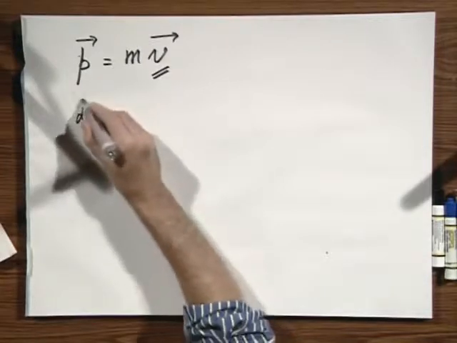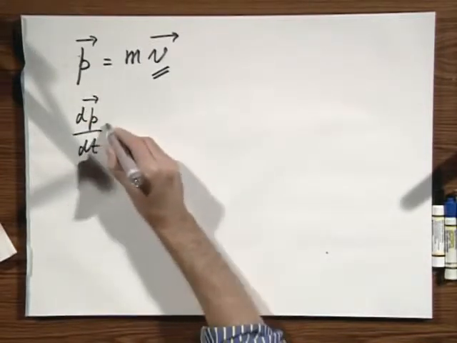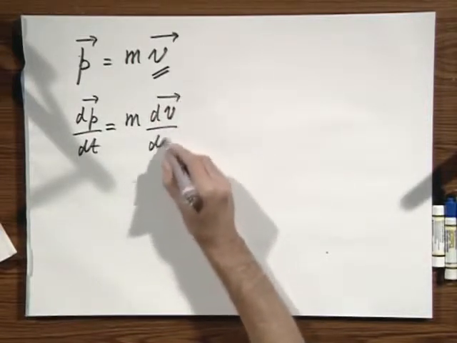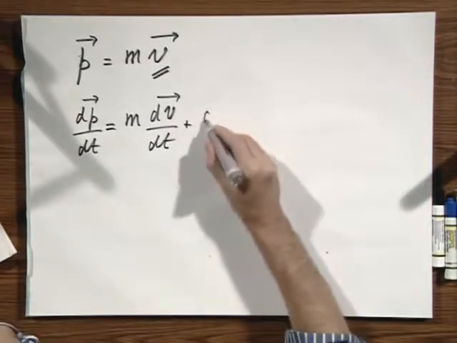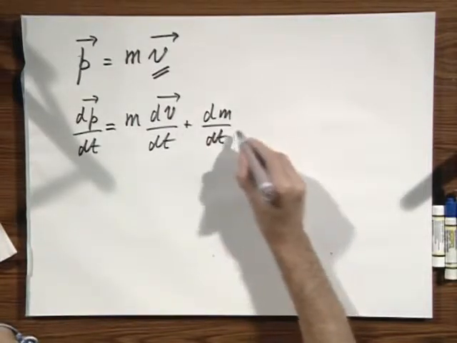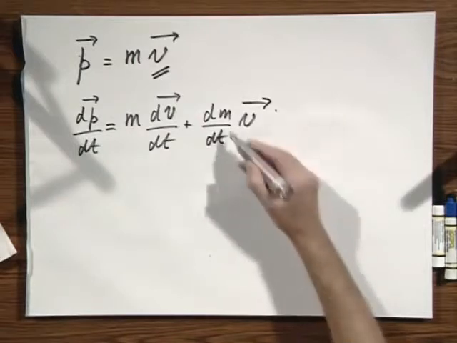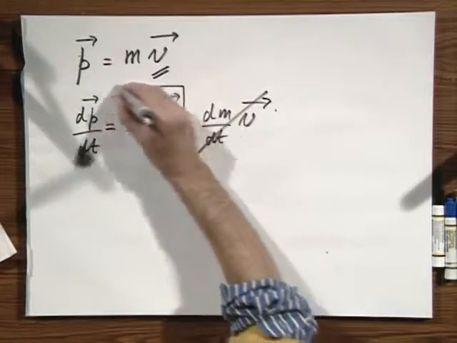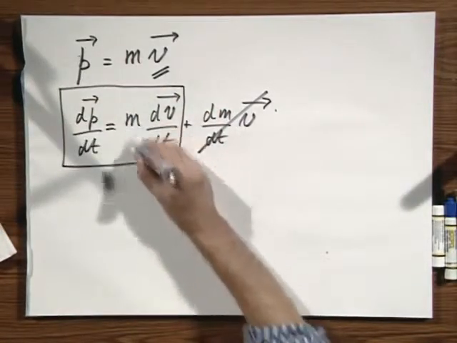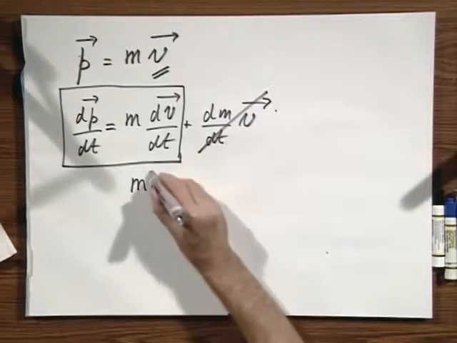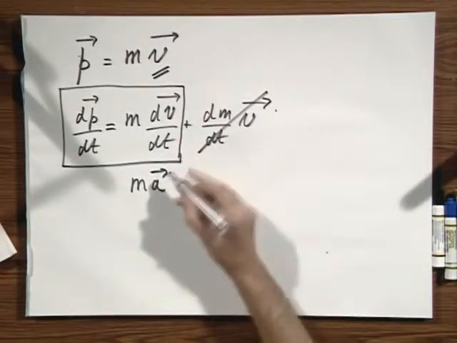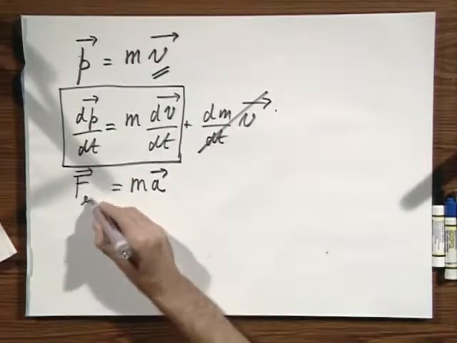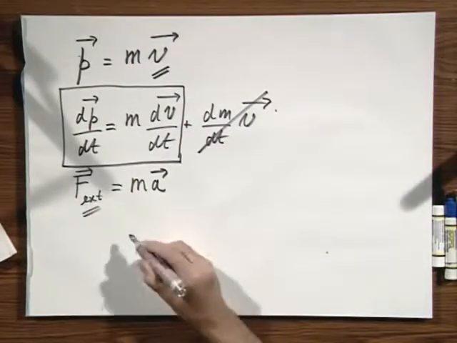If I write this down as dp/dt, take the derivative, equals m times dv/dt plus dm/dt times v. And if the mass of the object is not changing, then dm/dt is 0. Then what you see here equals ma. dv/dt equals the acceleration. But we know that ma is the force on the object. Let's call it the external force. You'll see later why I want to make that distinction.